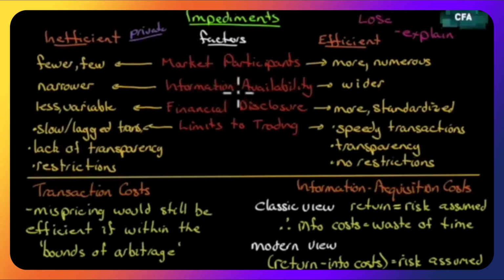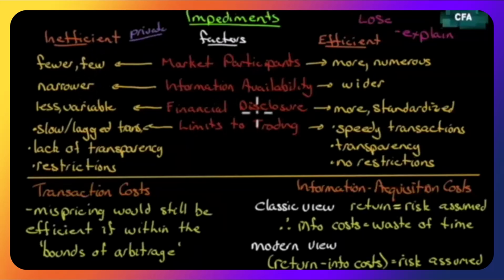What about information availability? The wider the available information, the more efficient the market, the narrower, the more inefficient. So if we're looking for places where we can have very inefficient markets, the private markets, and that's the market for private equity, or even private debt placements, tends to do a lot better.